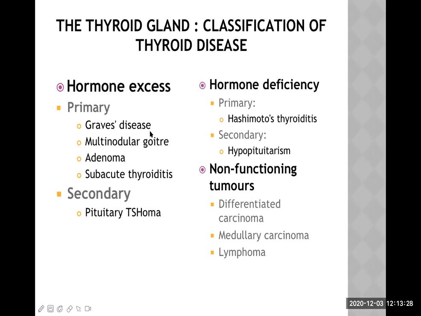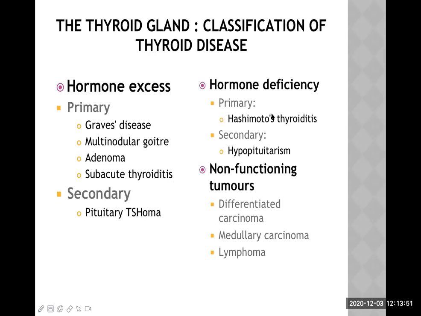Primary are Graves' disease, multinodular goiter, thyroid adenoma, this is a tumor, and subacute thyroiditis, which is an infection or inflammation occurring in the thyroid gland. Whereas secondary is pituitary TSHoma, meaning a tumor which develops from thyrotroph cells in the anterior pituitary.